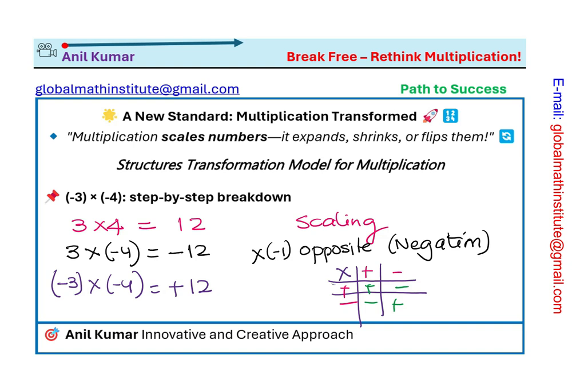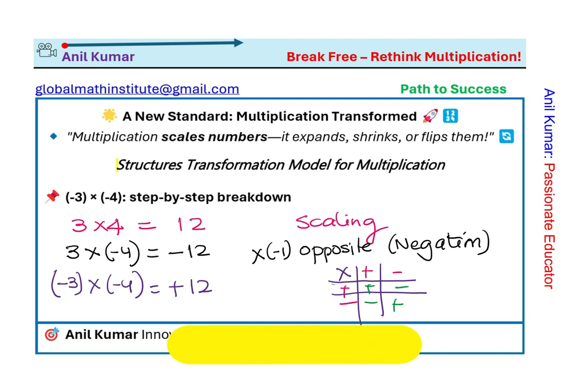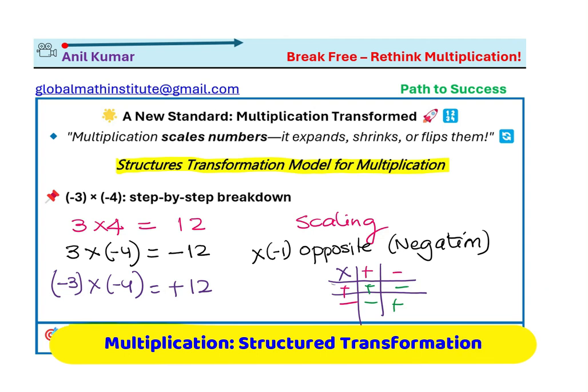And here you can see what is happening. Once you multiply by a negative sign, the sign reverses. Again, it reverses. That means it is the same as the original. Perfect. So I hope that clears it up, and this is what is our model, right? Structured transformation model for multiplication. Great. So that's the creative, innovative approach. So I think these steps are absolutely clear.